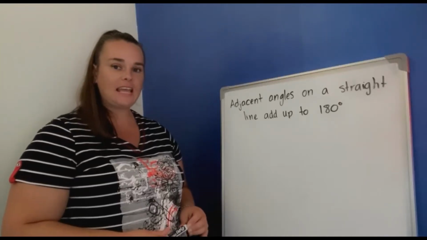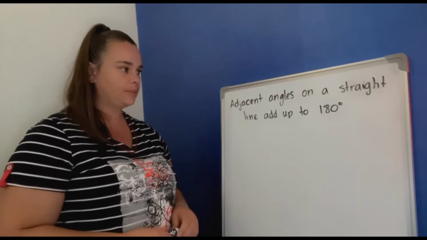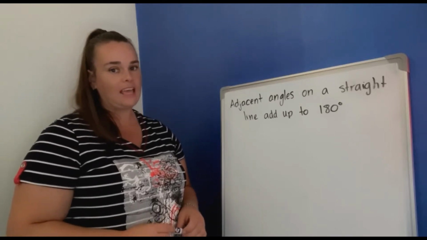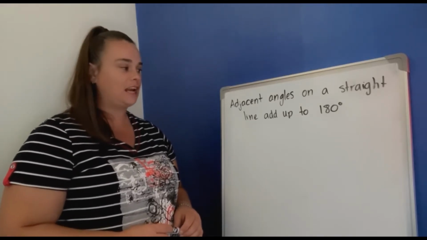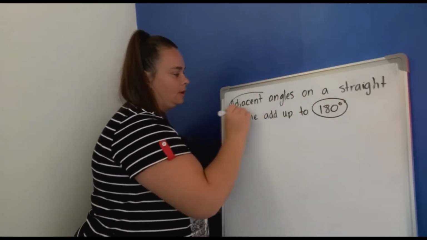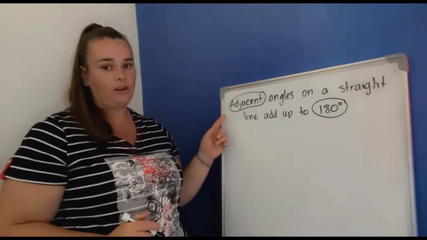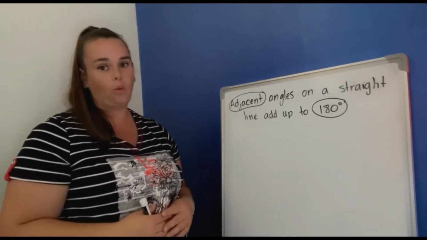Hi there. For today's lesson, we are going to learn about adjacent angles. The main key point to know is adjacent angles on a straight line add up to 180. And the word adjacent is another word that you need to learn and understand what it means.